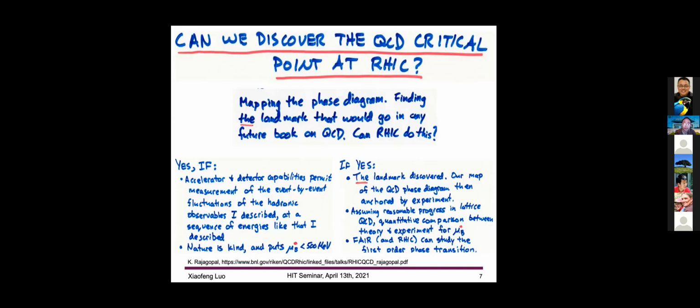And actually, Rajagopal has a hand-drawn presentation. It's very nice. The title is "Can We Discover the QCD Critical Point at RHIC?" The importance of that is that it maps the phase diagram, finding the landmark that would go in any future book on QCD. Can RHIC do this?